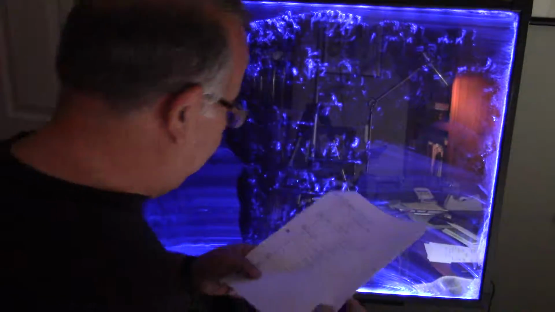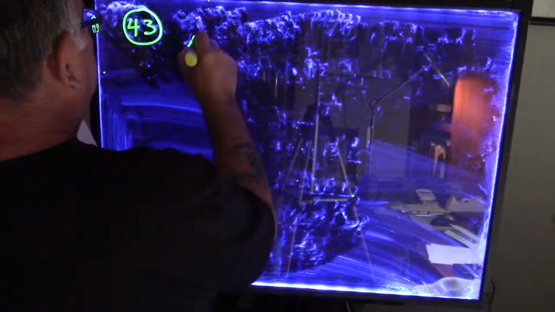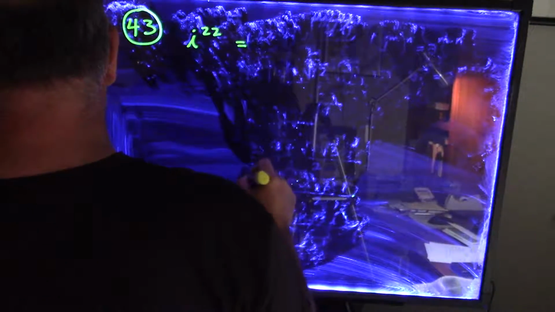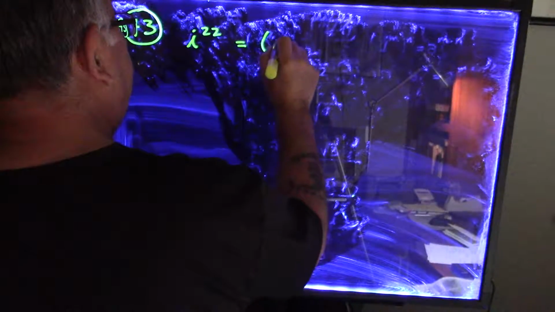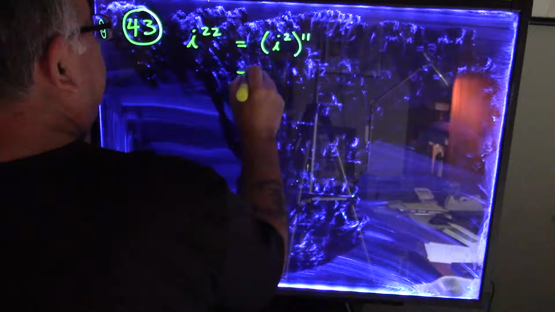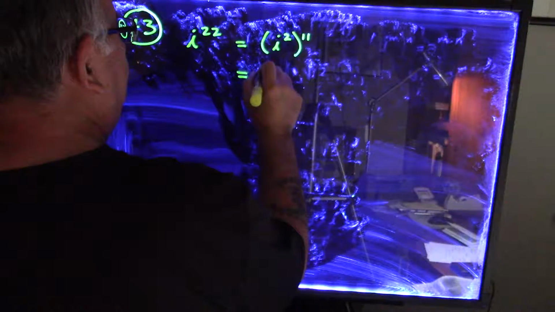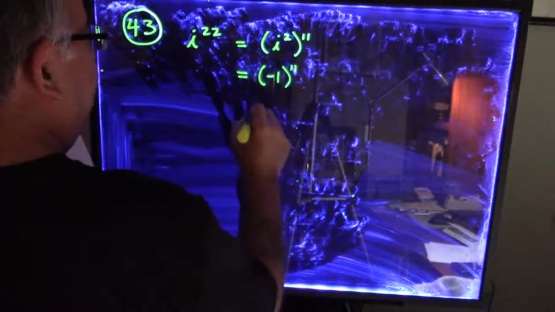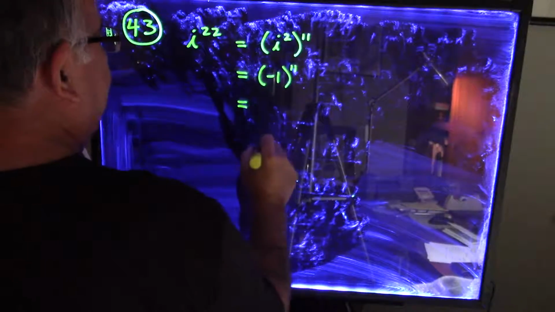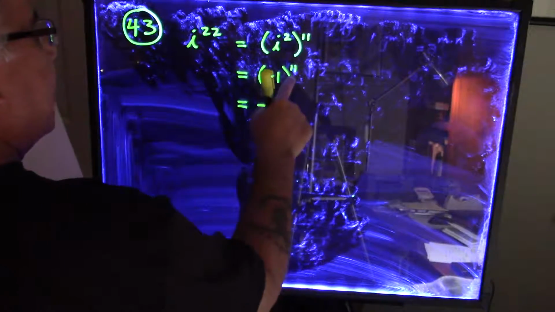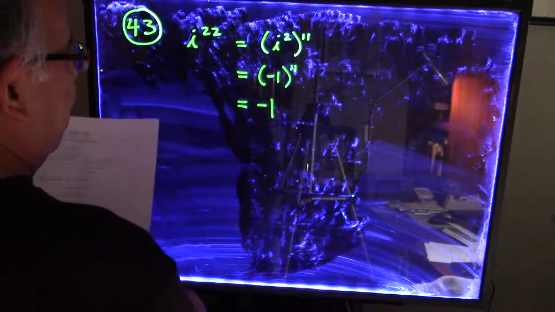Number 43, we have i to the 22nd power. So this is i squared to the 11th. And i squared, of course, is -1. So that's -1 to the 11th, which is an odd power, so that becomes still -1. When you raise a negative to an odd power, the result will be negative.